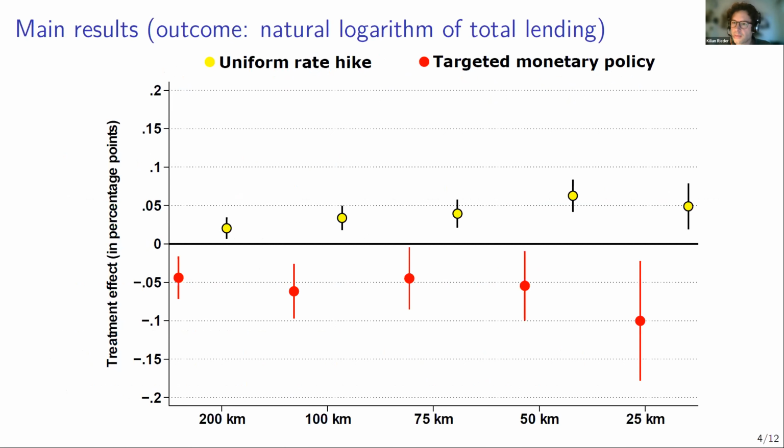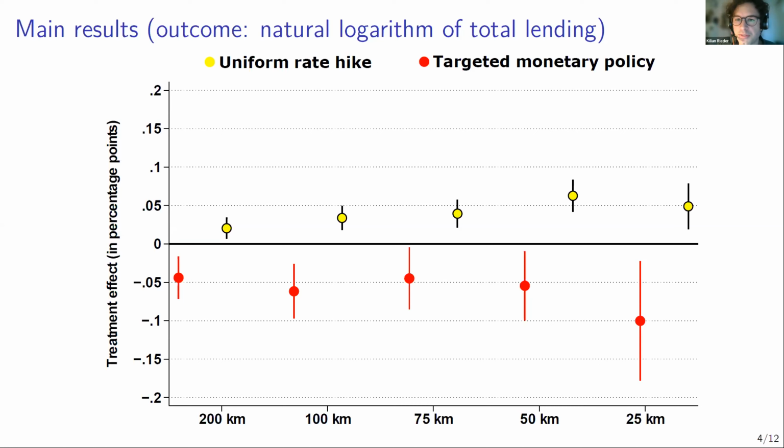So I use 2 outcome variables. On the one hand, total lending, on the other hand, the leverage ratio at the bank level. Here in this picture, you only see the results for total lending. And what I find is that targeted monetary policy actually reduced credit growth between 5 and 10 percentage points, whereas the uniform rate hike seems to have had counterproductive effects, actually. So this kind of policy increased credit growth between 2 and 6%. Now, I'm going to talk about the mechanisms behind this in a while.